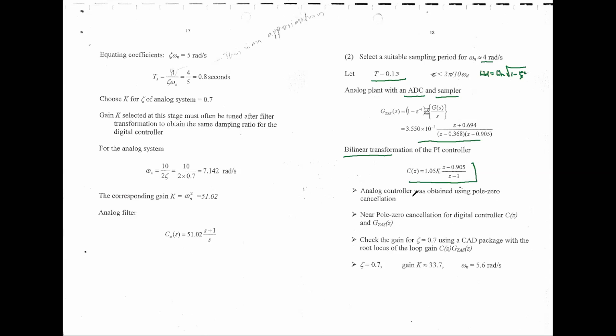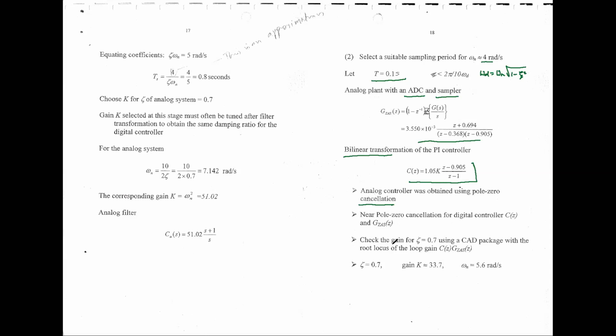Now it says that the analog controller was obtained using the pole zero cancellation method, where we use a zero to cancel out any poles that we don't want. So near pole zero cancellation for the digital controller and the digital plant. We can see that in the digital plant, one of the poles will be cancelled out with the zeros in the digital controller.